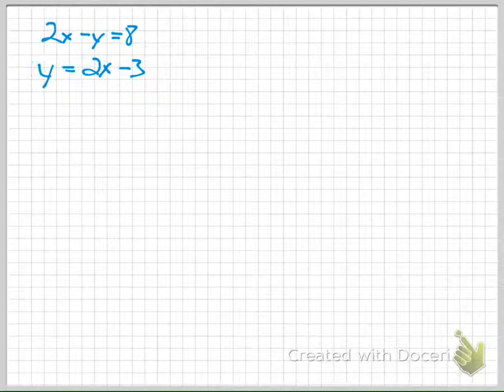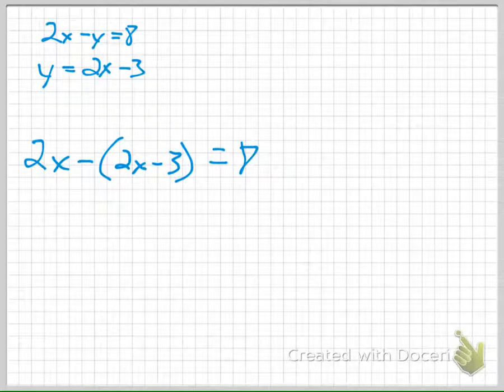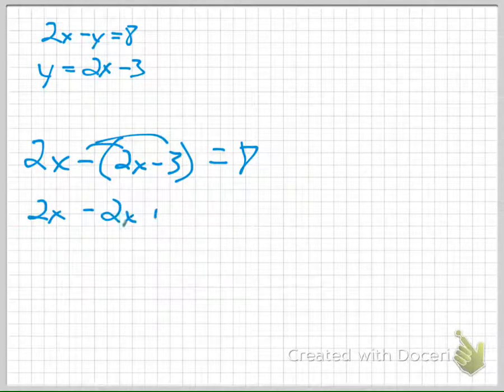I'm going to solve for that y. Oh, wait, I've already solved for that y. So I'm going to go up here and plug this into this. Agreed? So instead of this y, I'm going to put that. So I'm going to go 2x minus (2x minus 3) equals 8. Do you see what I did? There's a 1 there. Do you agree? There's a 1 here. So I have to do rainbow, rainbow. 2x minus 2x plus 3 equals 8.